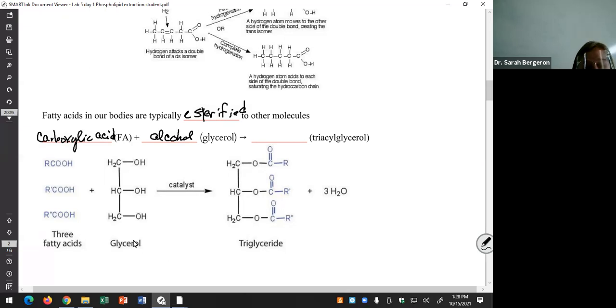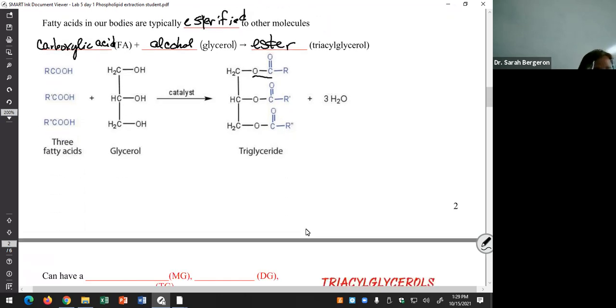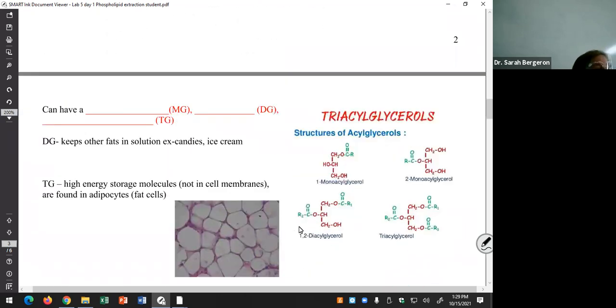Okay, so what do we now have? If you have a carbonyl carbon bound to another oxygen, you have a what? An ester. That's why we call it esterification, because we now made an ester. Kind of cool, right? I think everything's kind of cool if it's science, but it is.